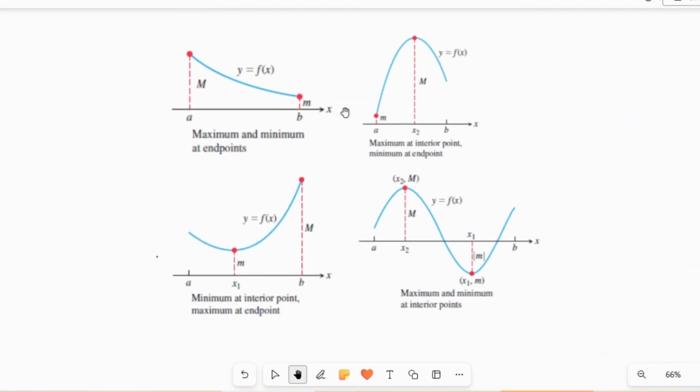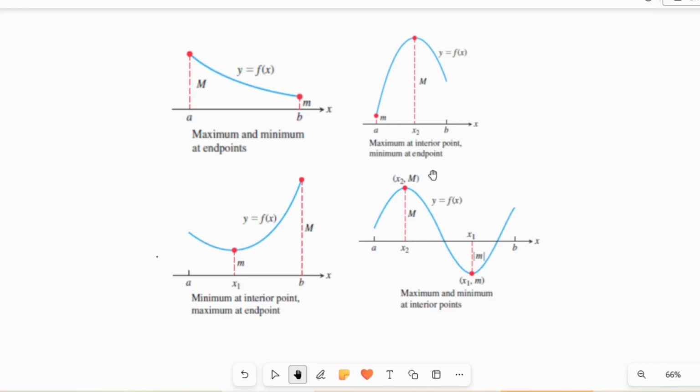For example, if you consider this function, it has an absolute maximum at an endpoint A and an absolute minimum at endpoint B. Suppose you consider this function where the endpoints are A and B: it has an absolute maximum at the interior point x2, other than the endpoints, and an absolute minimum at endpoint A. If you consider this function, it has an absolute maximum at the endpoint B and an absolute minimum at a point other than the endpoints A and B, that is at x1.